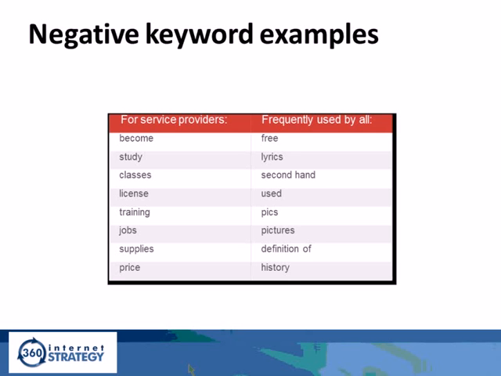So here are some negative keyword examples, and I'll show you this in an account. If you are providing services, say you are an attorney, you don't want somebody who's searching for legal classes or legal jobs or anything like that. You are providing a service. You don't want your ad clicked on by people who want to learn about your field. You want to sell your service.